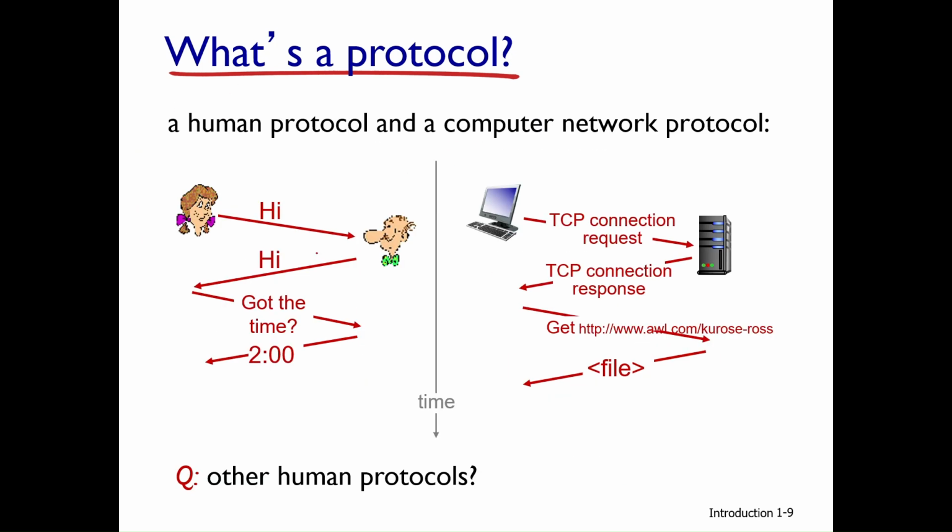So what's a human protocol? She sends "hi," and he replies "hi." She asks for the time, and he replies "2 o'clock." This is a human protocol. If we get a hi, we should reply back hi. That's a basic human protocol, and if someone asks the time, we have to reply with the time.